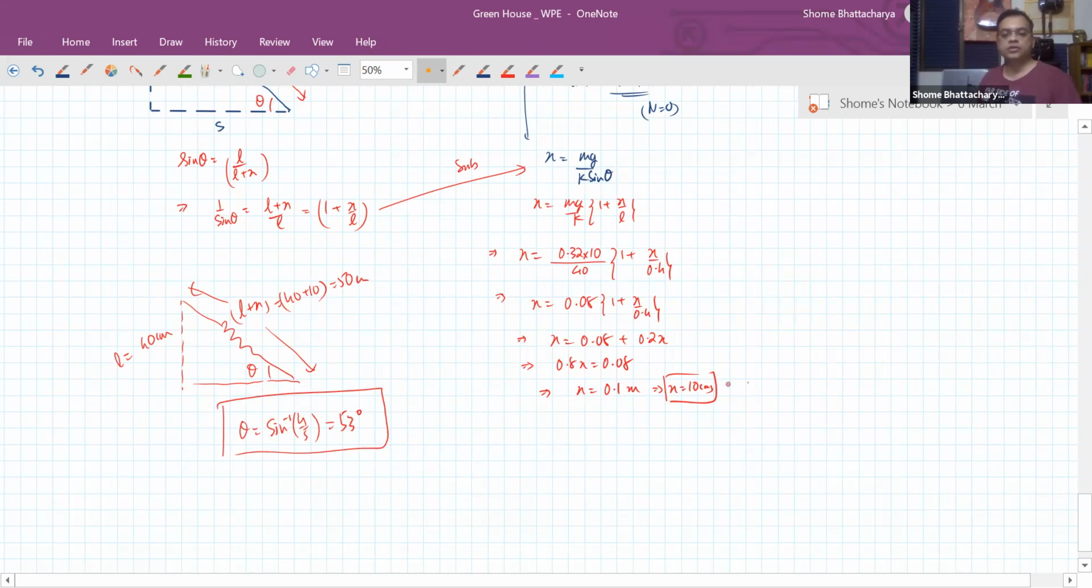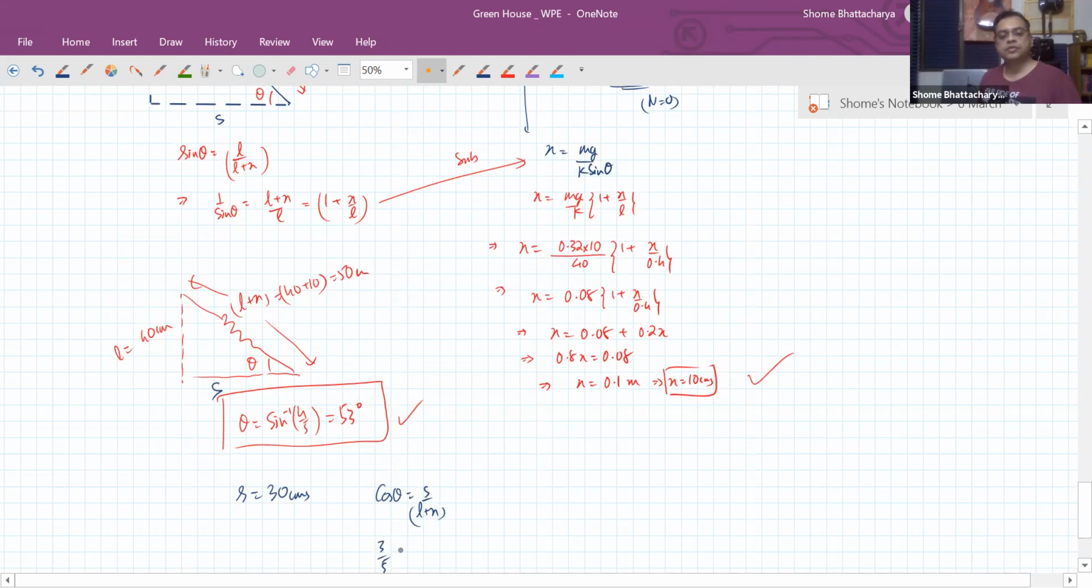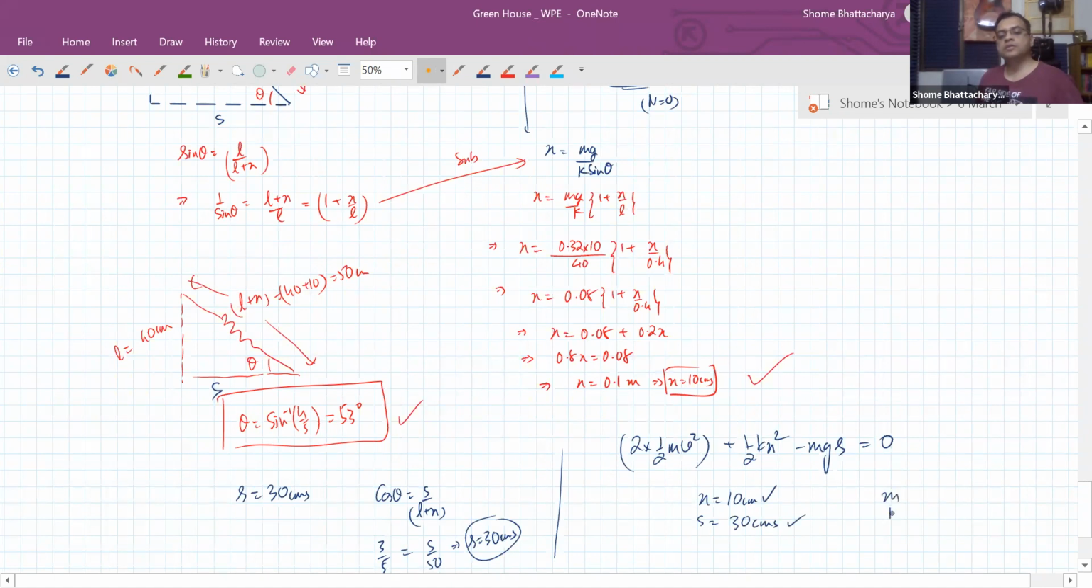So now using this, we've got the value of x, we've got the value of theta. Now we can go back to our work energy equation and solve for V. We'll also see that this S over here will become 30 centimeters because cos theta will be S upon L plus x. So 3 by 5 will be equal to S upon 50. You know S also. So going back to our work energy relation, 2 times half mv square plus half kx square minus mgs is equal to 0. So in this we know x now. We know s now. Okay. Now obviously we know m and k. So V is the only unknown. So we can find out the value of V.